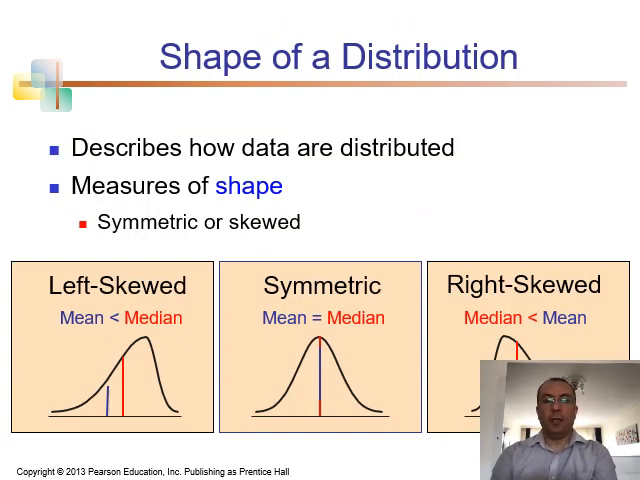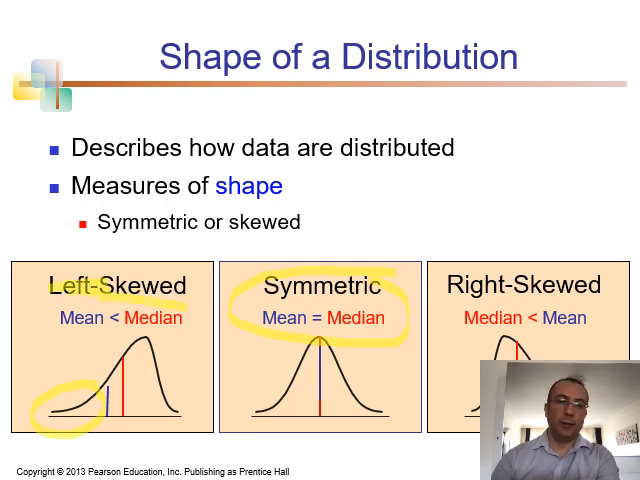Now, how do we look at the shape of the distributions? Normally, we are looking for symmetric. Symmetric means the mean is the same as the median. The right side looks like the left side. That is symmetric. If it is left skewed, that means we have extreme observations on the left side.